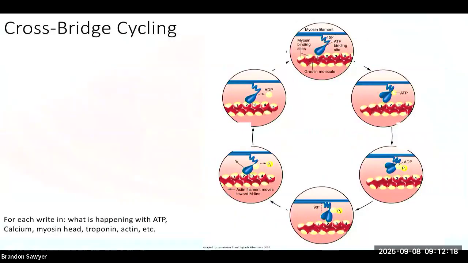Okay, so cross-bridge cycling. This is just an image that shows the steps of cross-bridge cycling. I want you guys, just as a little review of what we just talked about, to interpret these images, write in what's going on, talk with your neighbor about what's going on, and for each one, write in what's happening with ATP, calcium, myosin head, troponin, actin, etc. Just talk through what's going on, and we'll come back in a sec and fill that in. Okay, go ahead.